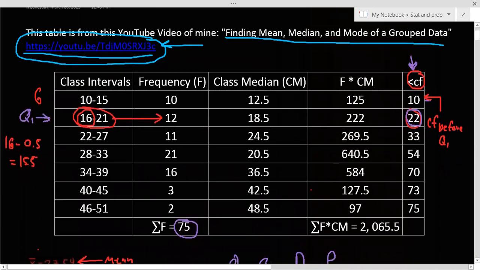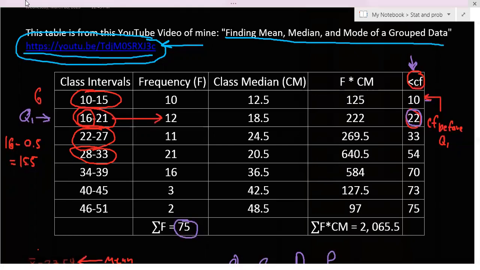By the way, bigyan ko kayo ng extra information sa class width. Kung dito si 16 to 21, there are a total of 6 numbers, then ganun din dito, say 10 to 15, 22 to 27, 28 to 33, and other class intervals, dapat yung class width nila ay 6 din. Okay? So meaning, all of the class intervals should have a class width of 6.